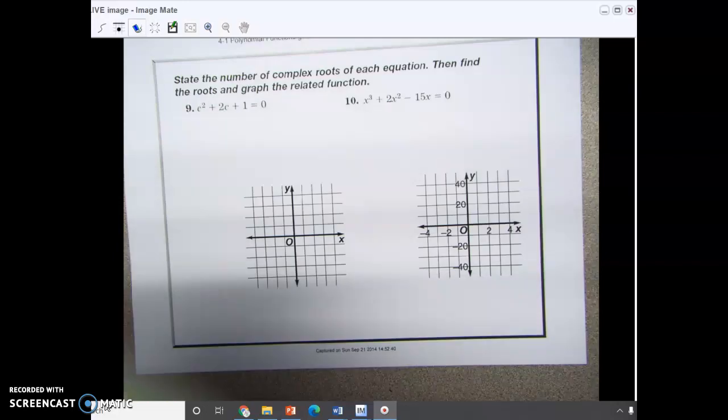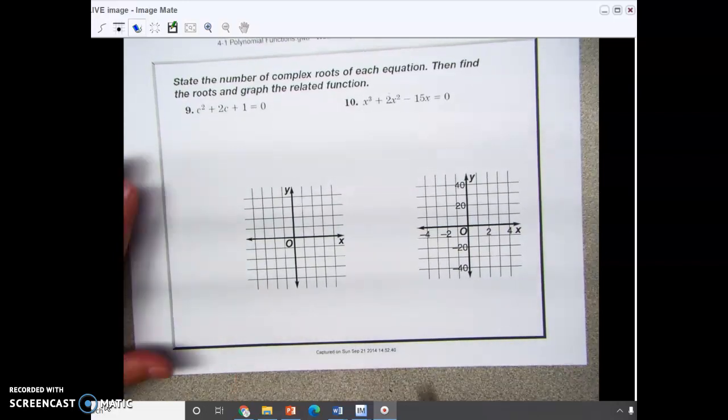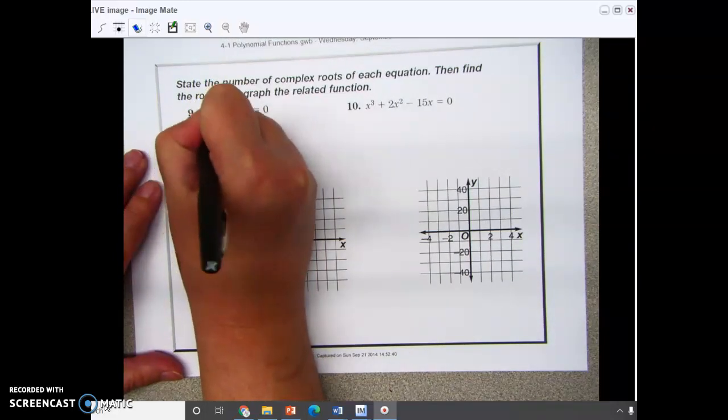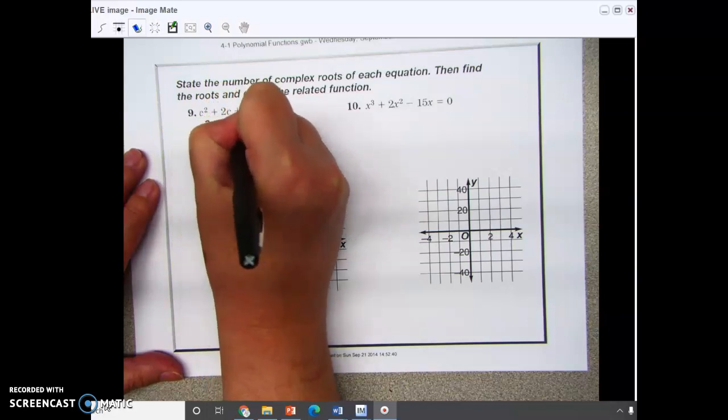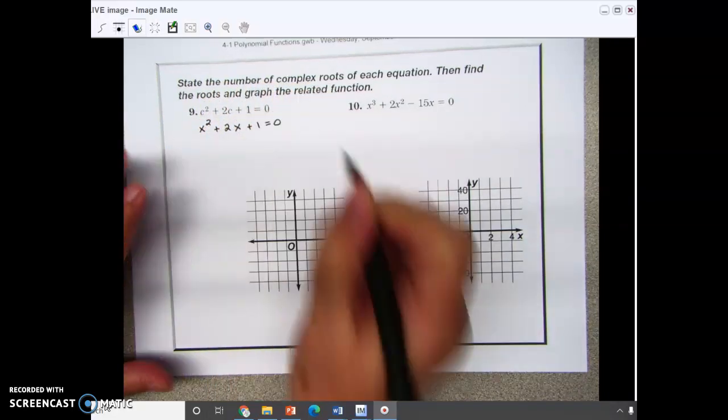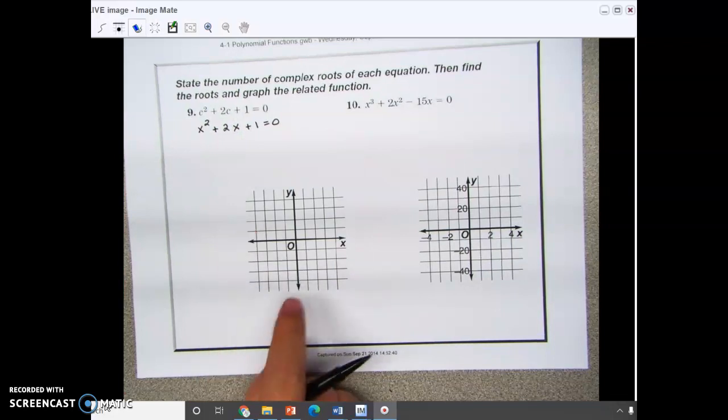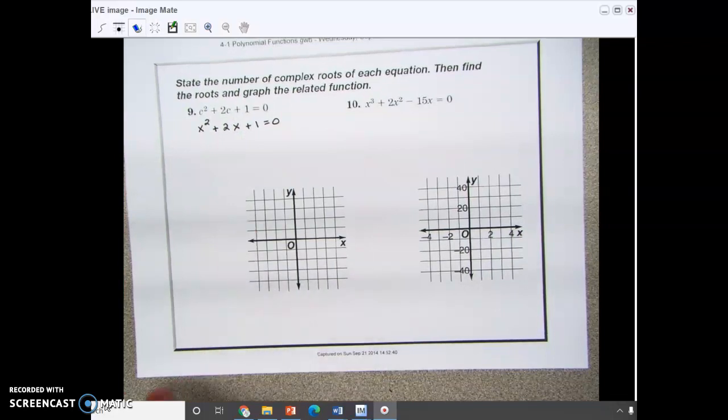All right, so I'm going to have you pause the video. On number 9, it's okay to change those to x's if the c's make you uncomfortable. And then go ahead and see if you can solve that and graph it and tell me the answers to the question.